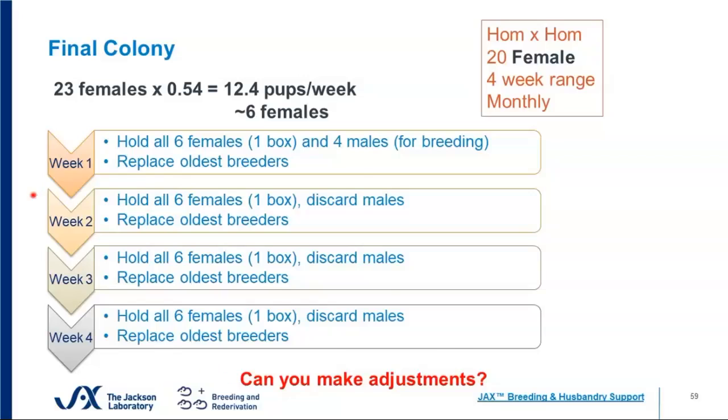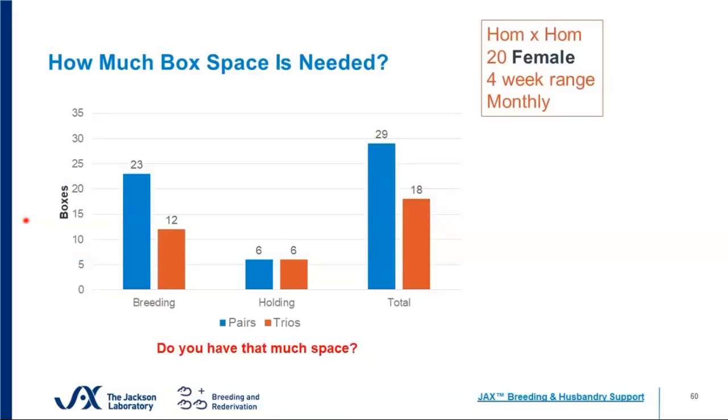We can take this again and calculate the box space we need. So we need 23 boxes if we're breeding in pairs, 12 for trios, 6 boxes for all of the holding, and we can figure out our totals. Again, make sure that you have enough space to produce those mice that you need.